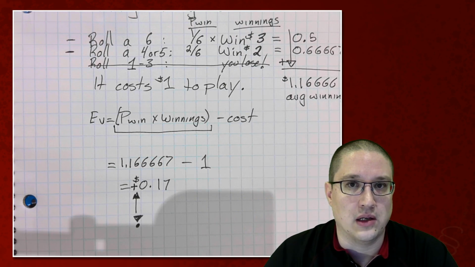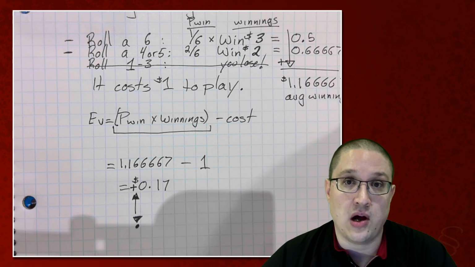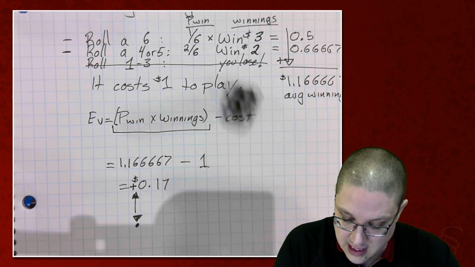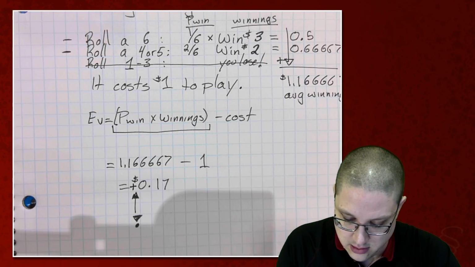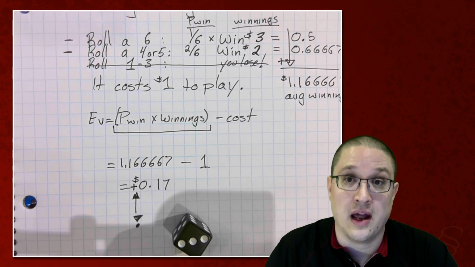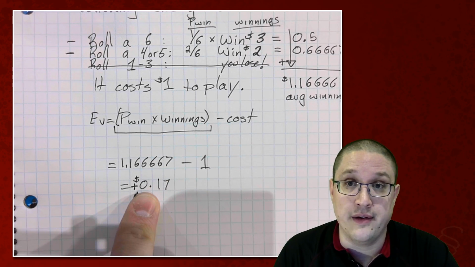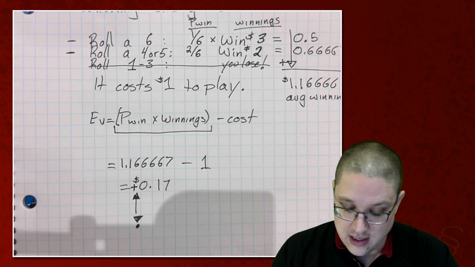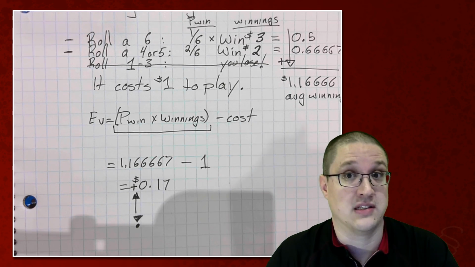That might not sound like a lot, but we're not worried about how much this is. We're just saying it's positive. 17 cents every time I play this game? Well, I can play this game quickly. Oh, look, I won $2. Oh, look, I won $3. Oh, I didn't win anything. And I can play this really quickly. So the actual amount here doesn't matter. What matters is the fact that it's positive. So this being positive means, yes, I should play this because I'm going to gain money.